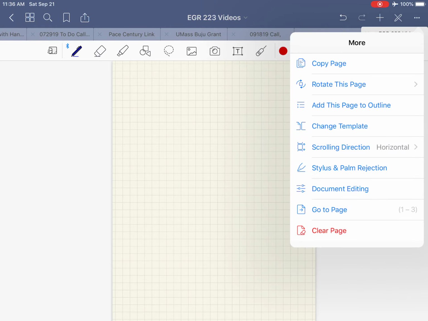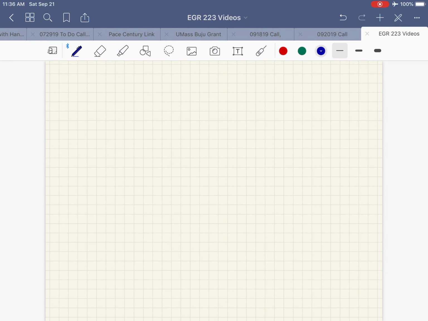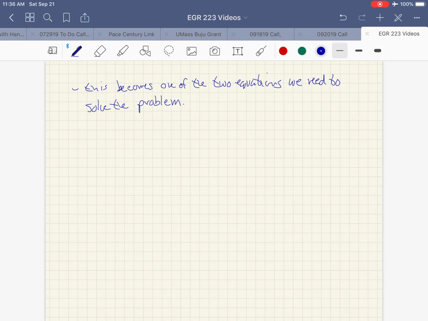I'm going to add another page. I'm going to flip the orientation here. I don't know why it's doing this. Okay, and that's our first equation. So this becomes one of the 2 equations we need to solve the problem. We've got one equation, and we have to find a second one now.